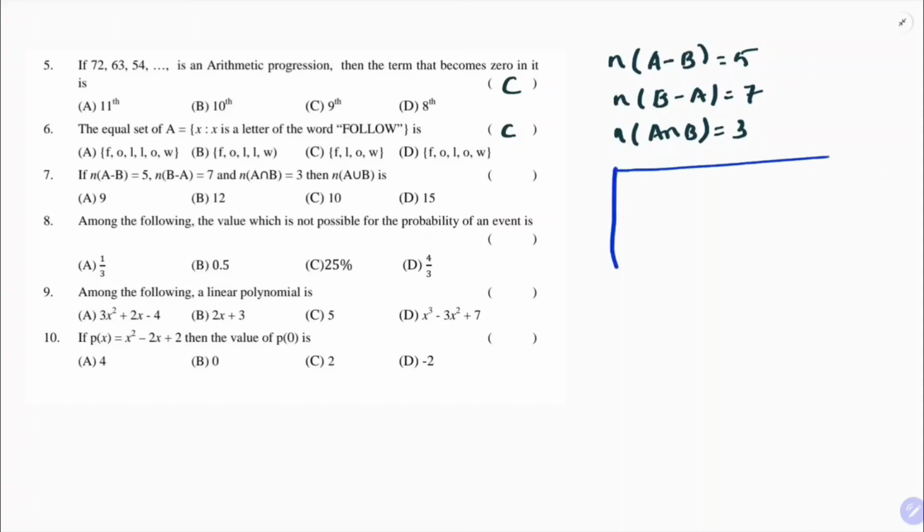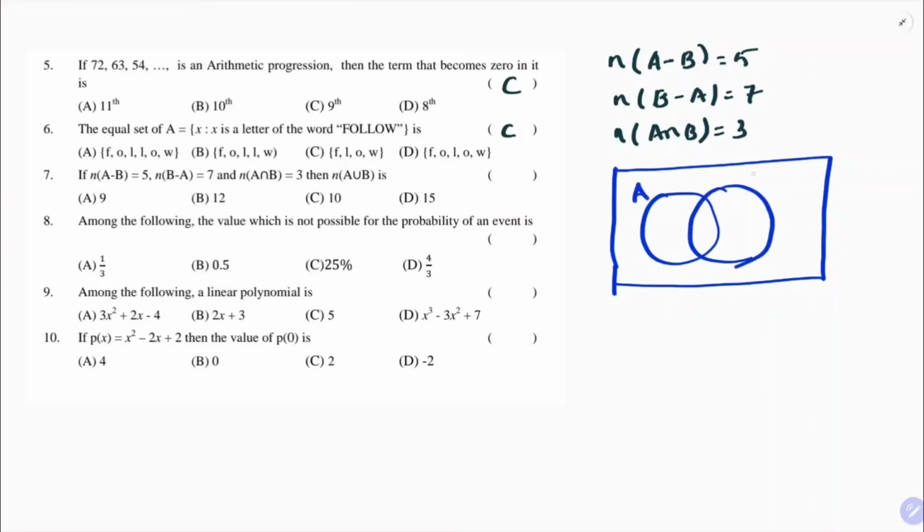If n of A minus B is 5 and n of B minus A is 7 and n of A intersection B is... So this MCQ will be easy if we draw the Venn diagram. So here see, I will draw the Venn diagram here. Here I will take set A and this is B. So A, B, universal set.